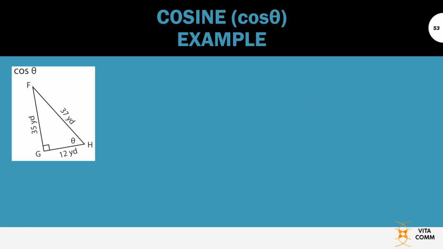Let's move on to what happens when you're asked to find the cosine of a specific angle. Remember, our acronym is that right there, it's CAH. So, cos of theta equals adjacent over hypotenuse, and our adjacent is 12 and our hypotenuse is 37. Remember, it's opposite the right angle, that's the hypotenuse, and the one that's next to it is the adjacent.